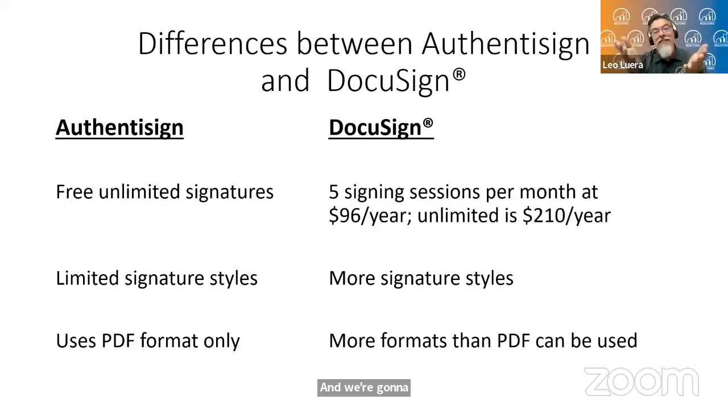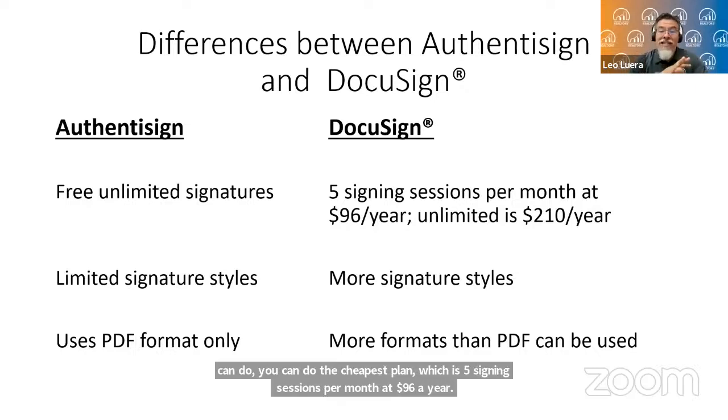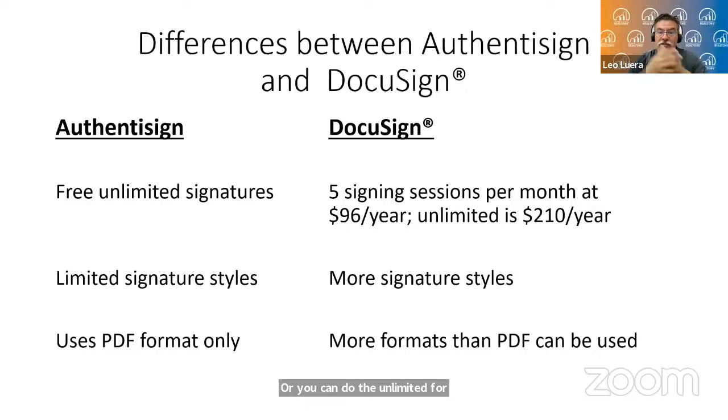So let's get started. The first thing is Authentisign. Now, with Authentisign, you have free unlimited signatures. That's it. Free unlimited signatures. With Docusign, you can do the cheapest plan, which is 5 signing sessions per month at $96 a year, or you can do the unlimited for $210 per year. So those are your options.